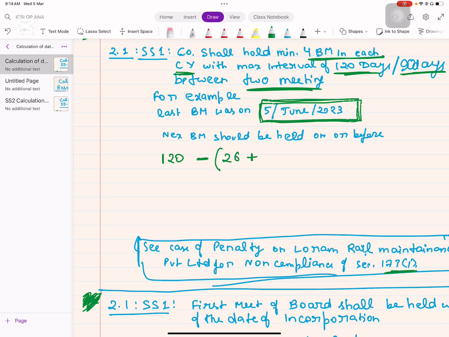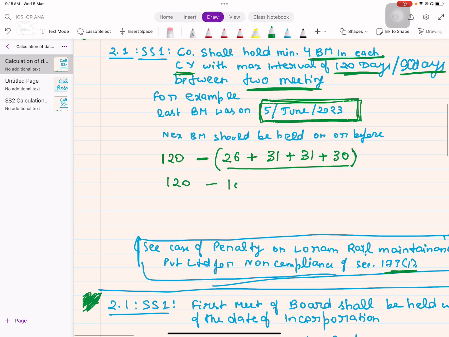Now after June, there is July of 31 days plus August of 31 days plus September of 30 days. Now we have to subtract the numbers from 120 until we get a negative number. Our goal is to not get a negative number. Our goal is to get a positive number. So we will have to subtract only until we get a positive number, from which if we deduct more 30 days, we will get a negative number. Now this 26 plus 31 plus 31 plus 30, if we add it, we get 118. Now if we deduct another 30 days from 118, we will get a negative number, but our goal is to get a positive number. So we will end it here.